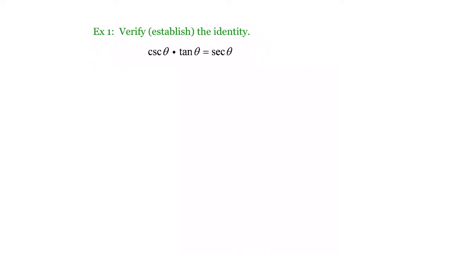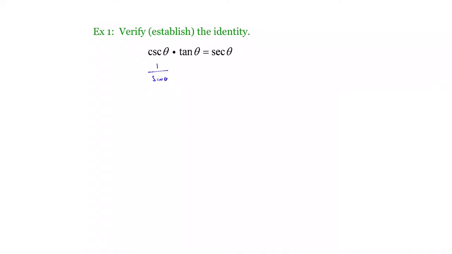So the first one we're going to look at is cosecant of theta times tangent of theta is equal to secant of theta. So typically we start with the more complicated side, which in this case I would say would be the left side. You got two things that are being multiplied. And we're going to use our identities to start to simplify this. So how can we rewrite cosecant of theta? Make sure you have your identity sheet out so that you can look through if you don't remember what these are just yet. So cosecant of theta can be rewritten as 1 over sine of theta.